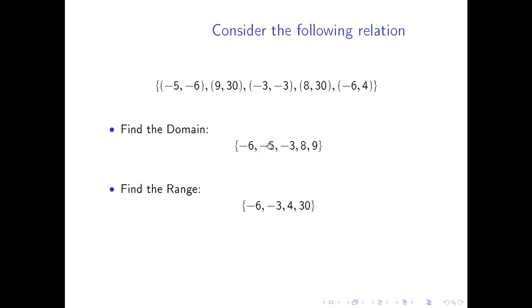My -5, if I draw lines from these over to the range, every single one of these things only goes to one thing. The 6 goes to 4, -5 goes to 6, the -3 goes to the 3, the 8 goes to 30, and the 9 goes to 30. But each one of these items up here in the domain only has one line coming out of it.